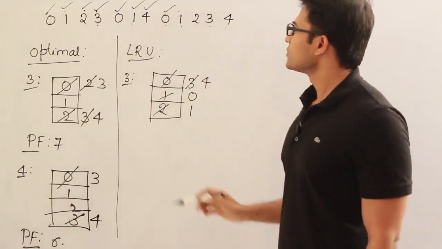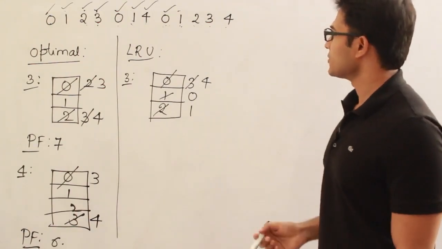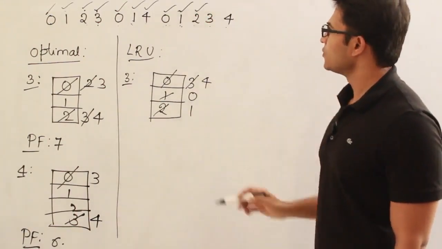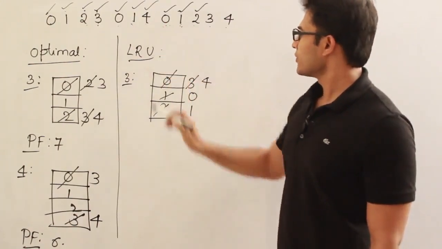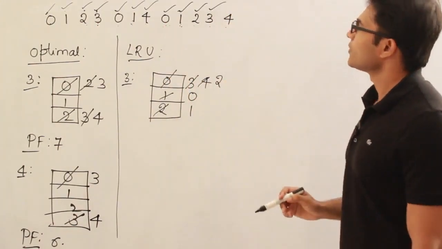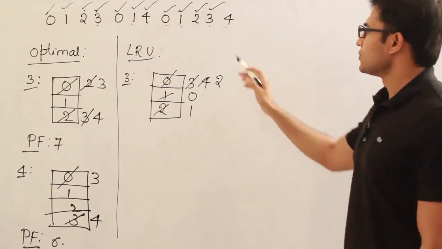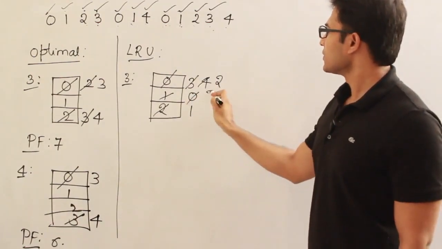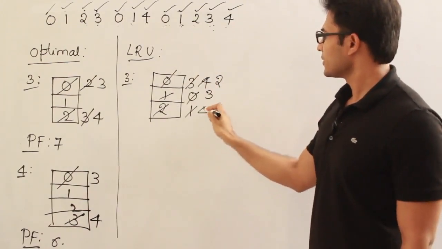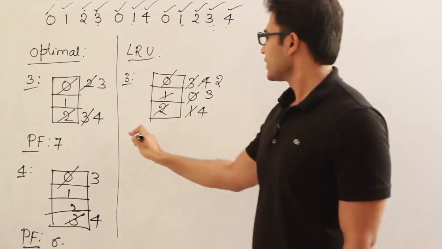And I need 0. Which one will be replaced? Okay, 0 is already present, no need of replacing. 1 is already present, no need. And next one is I need 2. Now 4 is far away, therefore 4 will be replaced with 2. And next one is I need 3. Now which one is far away? 0 is far away, 0 will be replaced with 3. And next one is I need 4. Which one is far away? 1.